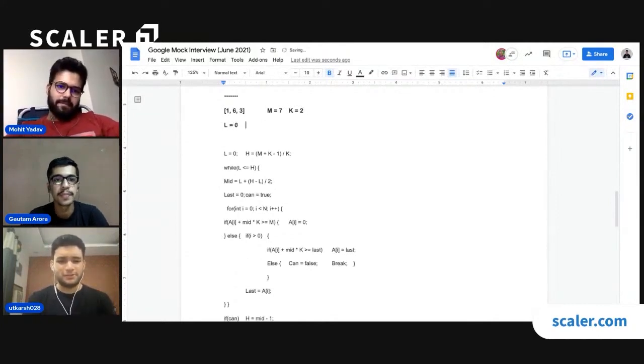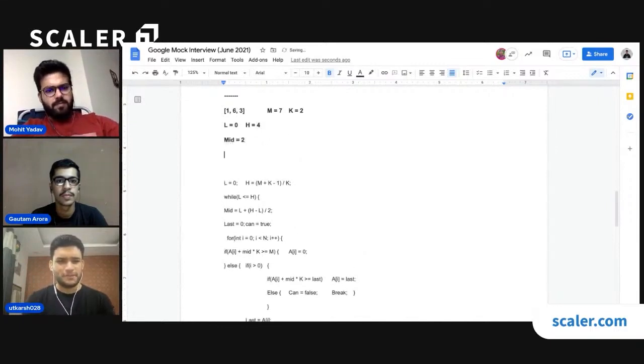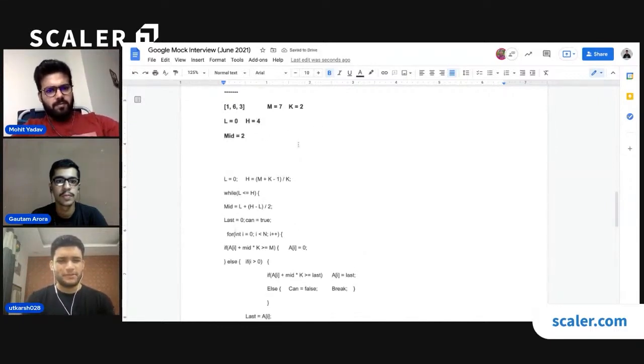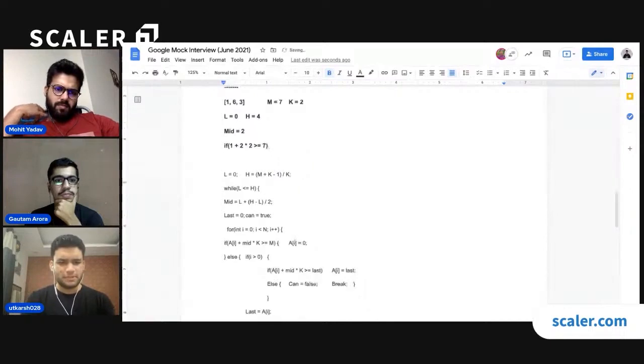Okay. L is equals to 0. H is equals to 4. M is L plus H by 2, which is 4. Then we'll have mid right now equal to 2. So the for loop runs. We'll check if A of 0, that is 1, plus 2 multiplied by k is 2, is greater than equal to M, which is 7. But if it is okay, it will only work in case of the previous elements.